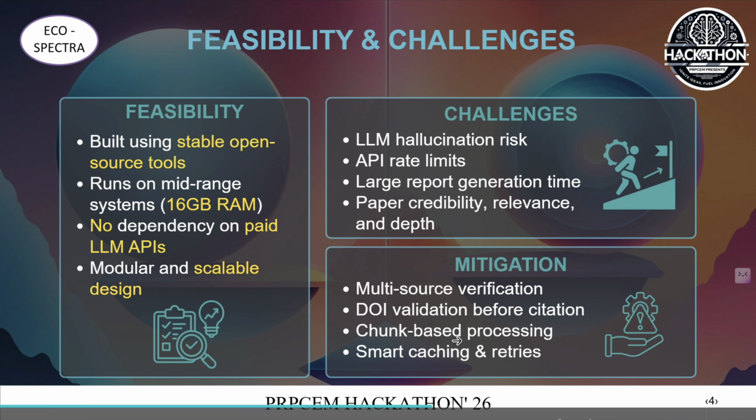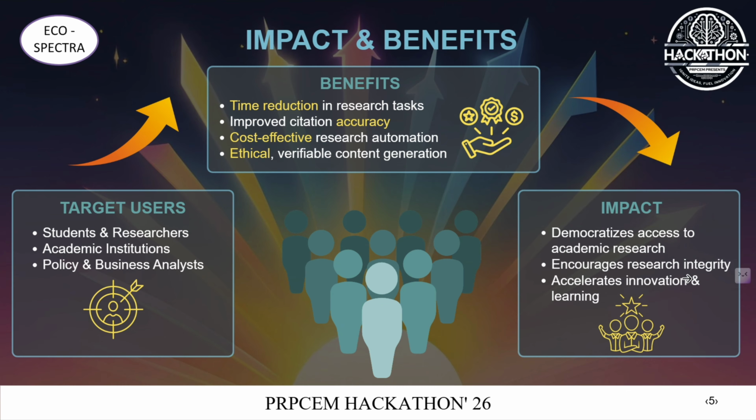So coming to the impact and target users, YuktiResearch AI creates impact across multiple user groups. For students and researchers, it drastically reduces the time spent on literature surveys and citation management. For academic institutions, it promotes research integrity and improves the overall quality of submission. For policymakers and business analysts, it enables faster generation of well-researched, evidence-backed reports. Overall, it democratizes access to ethical, verifiable, and cost-effective research automation.